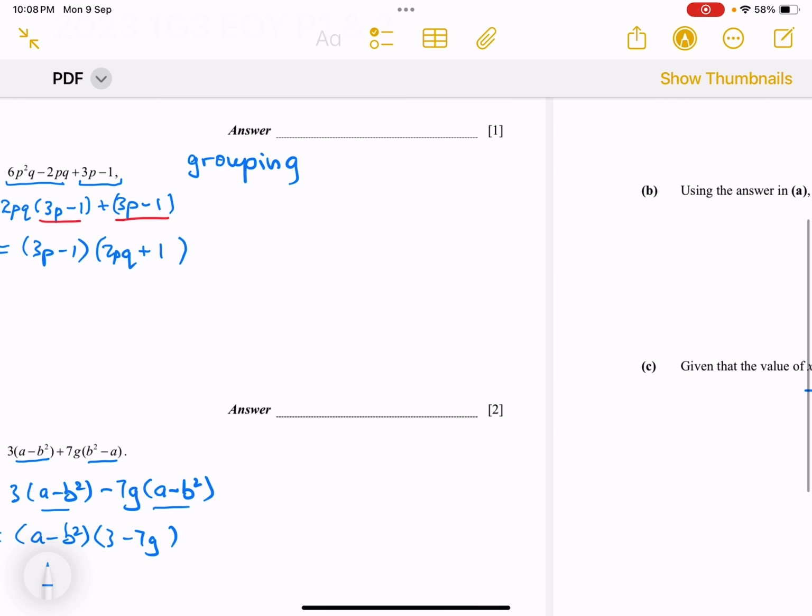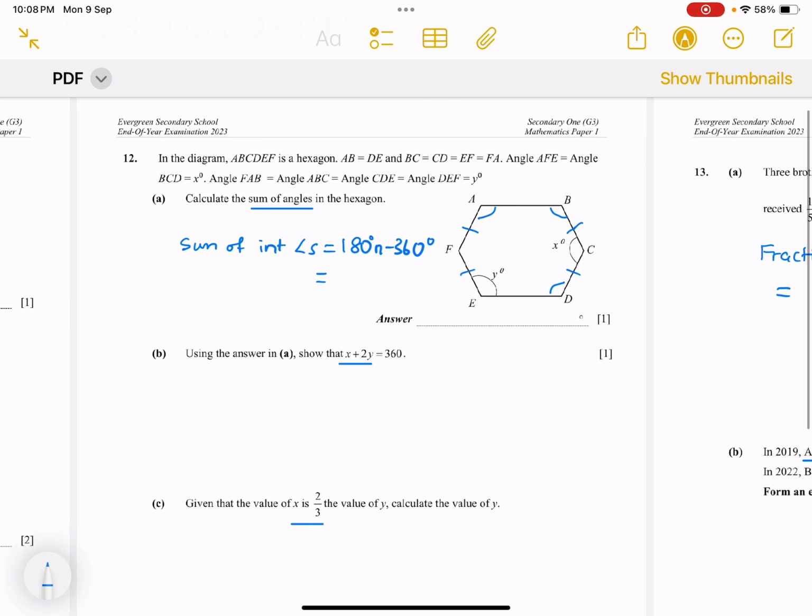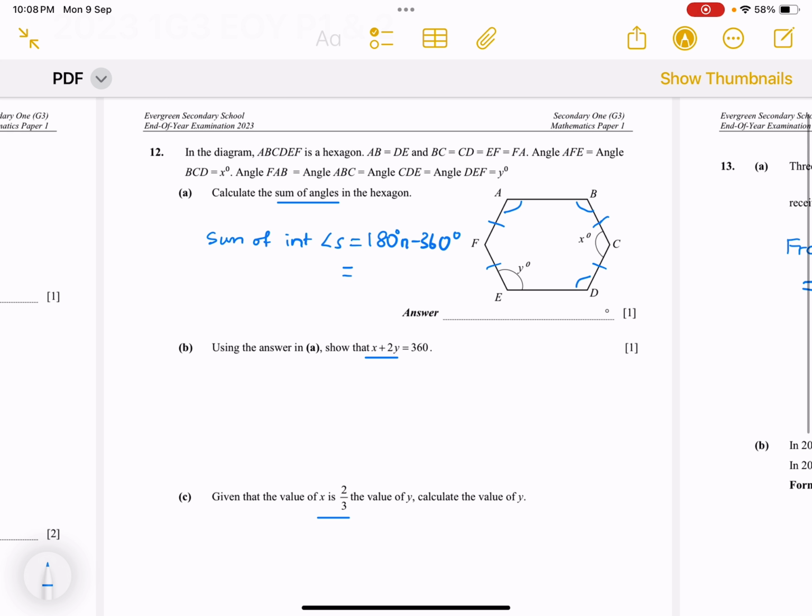Right, next we have a sum on polygon. The first thing they ask you to do is to find the sum of the angles in a hexagon. This is a 6-sided figure. So the formula for sum of interior angles, if it is a 6-sided, then it's 180 times 6. Right, that works out to be 720 degrees.